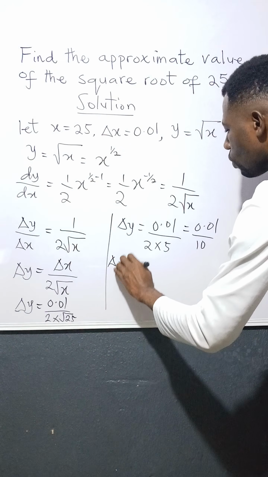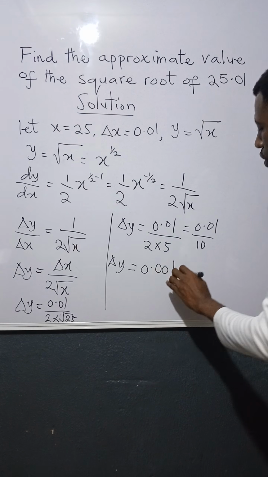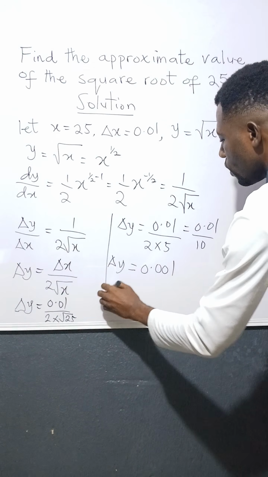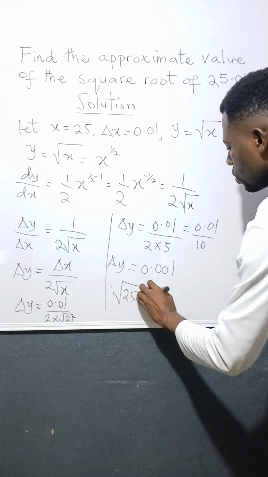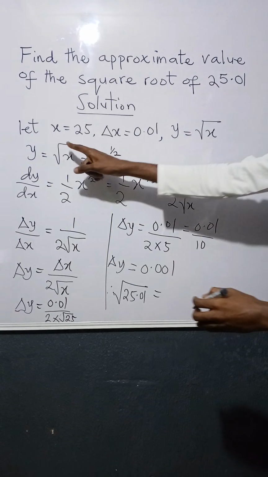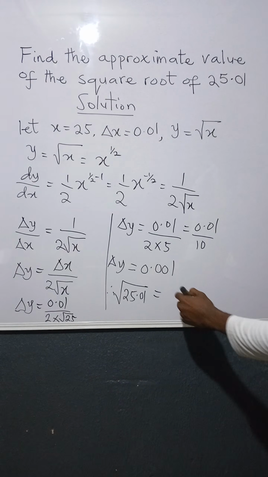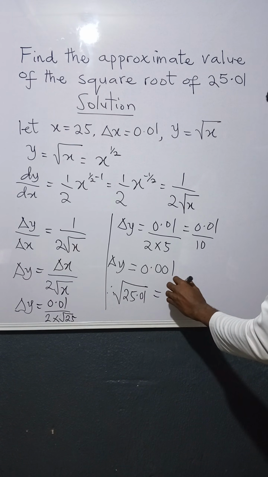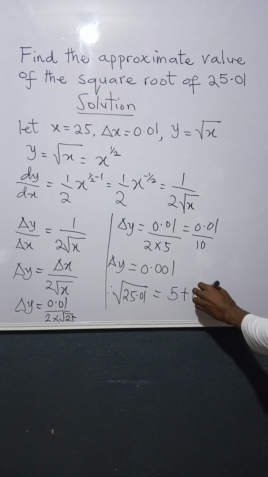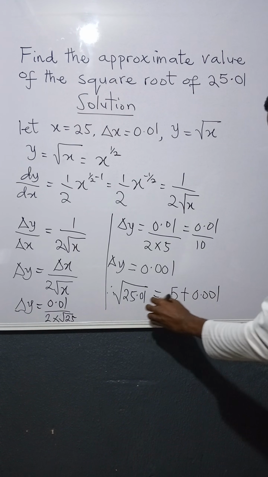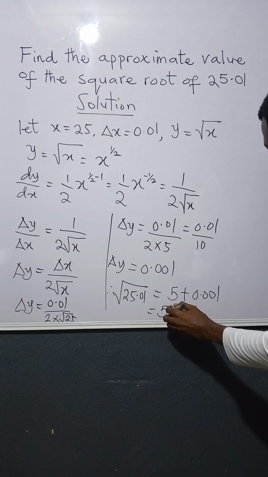So that change in y will be 0.001. So our final answer, the square root of 25.01, is the square root of x plus this. So that is 5 plus 0.001, which is equal to 5.001.